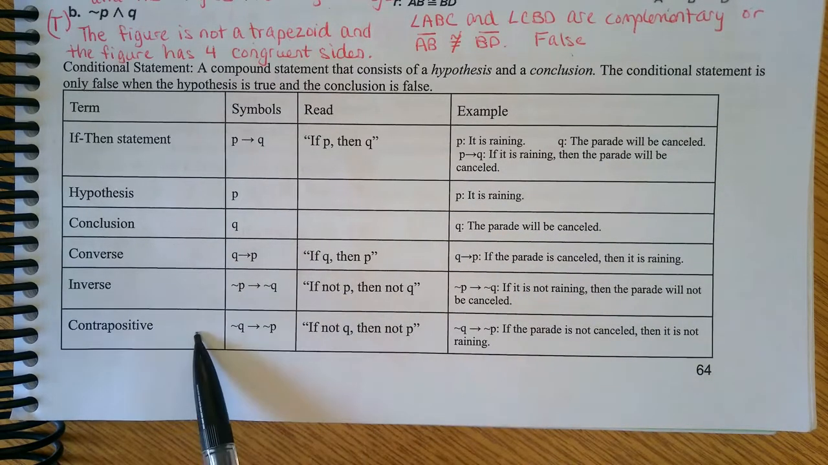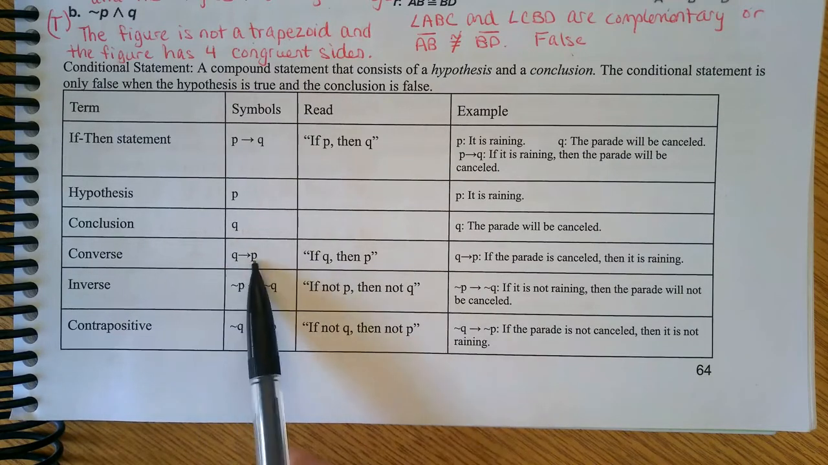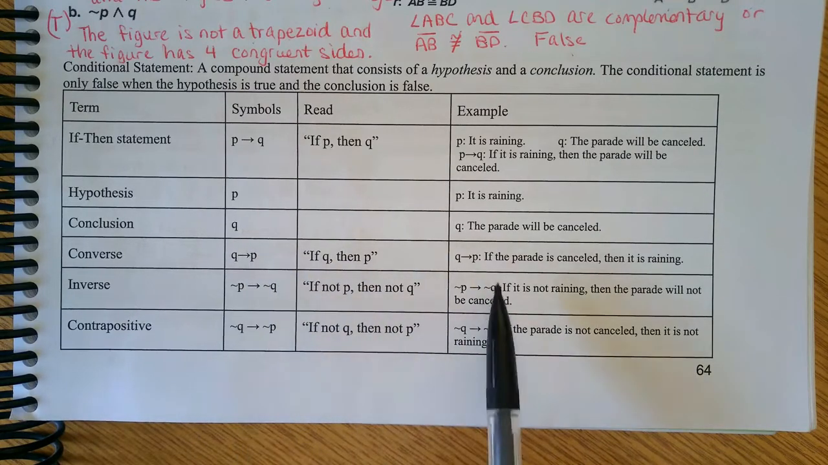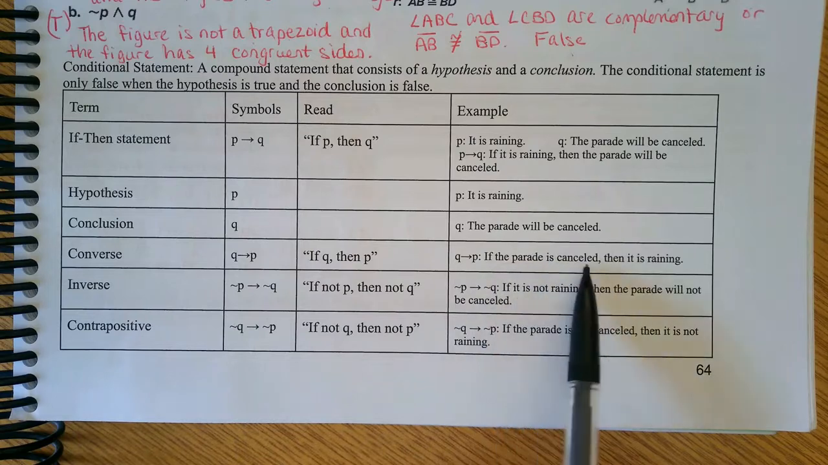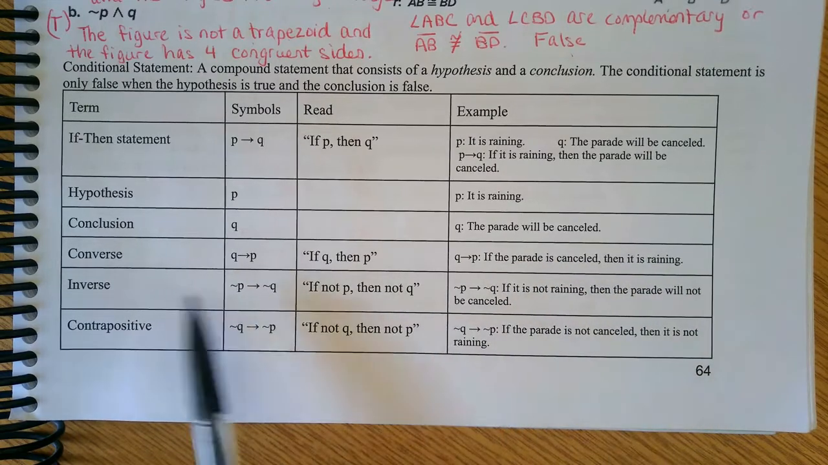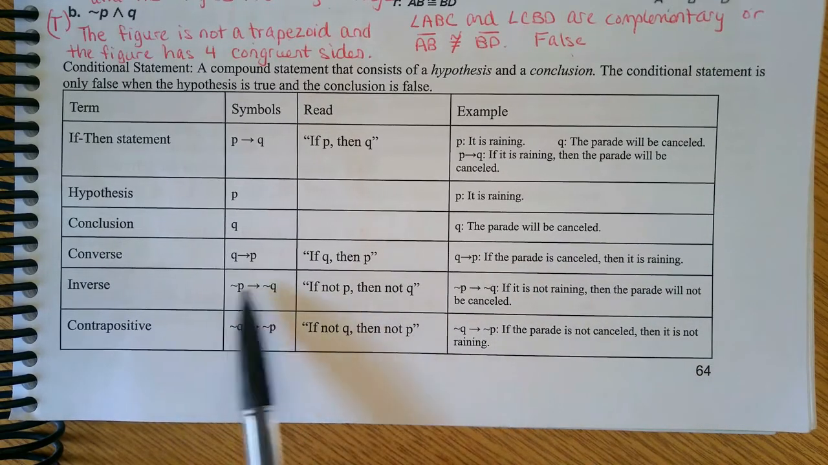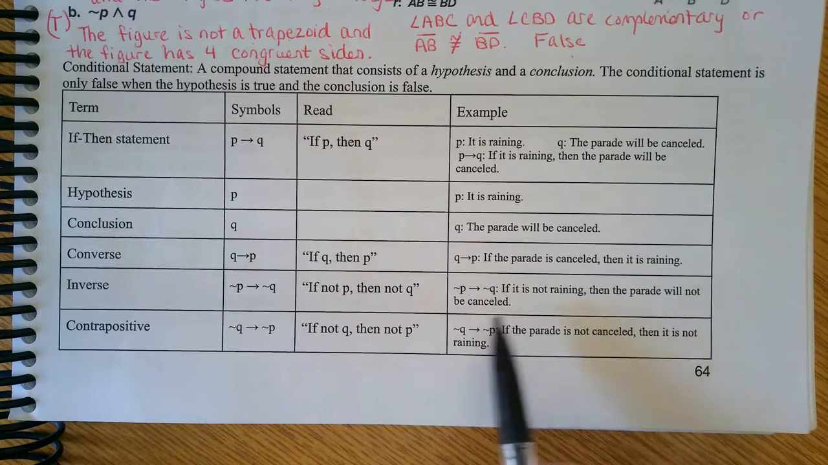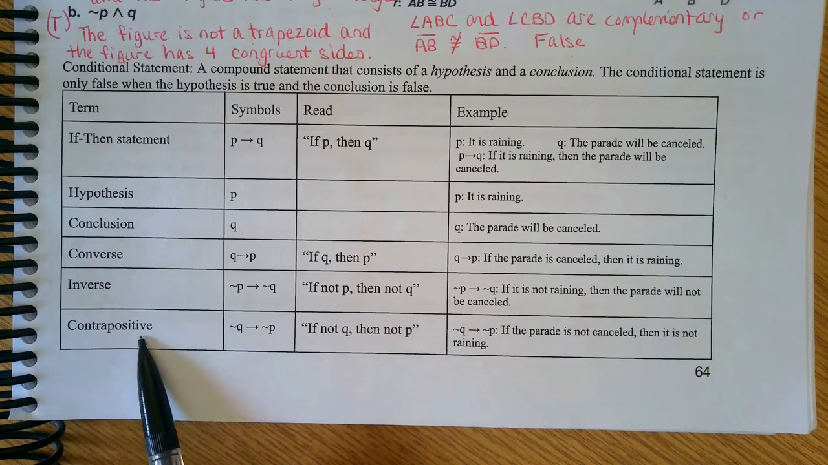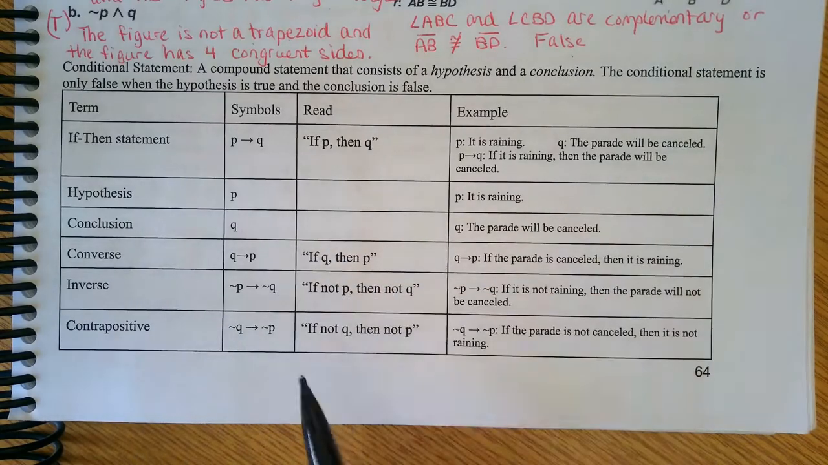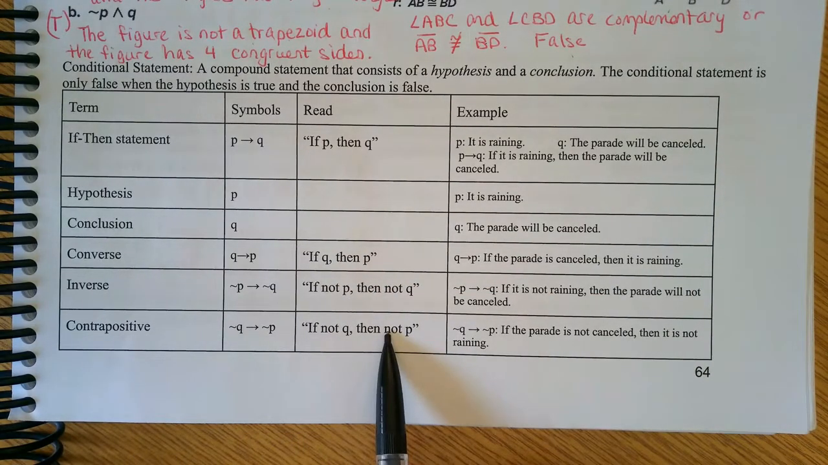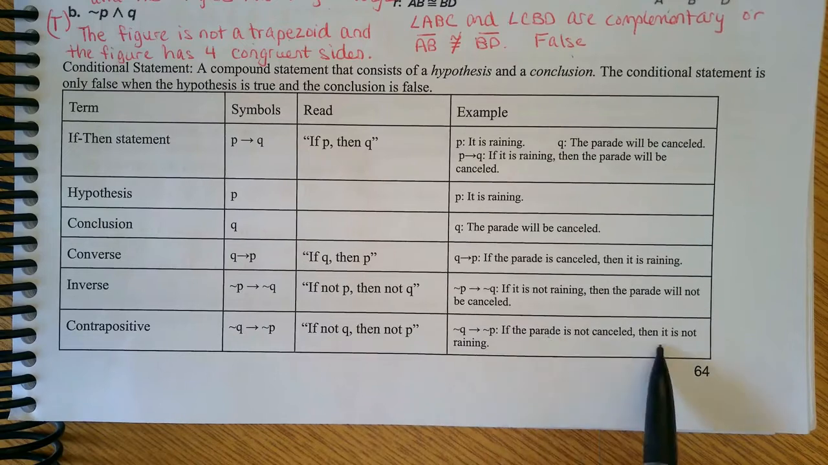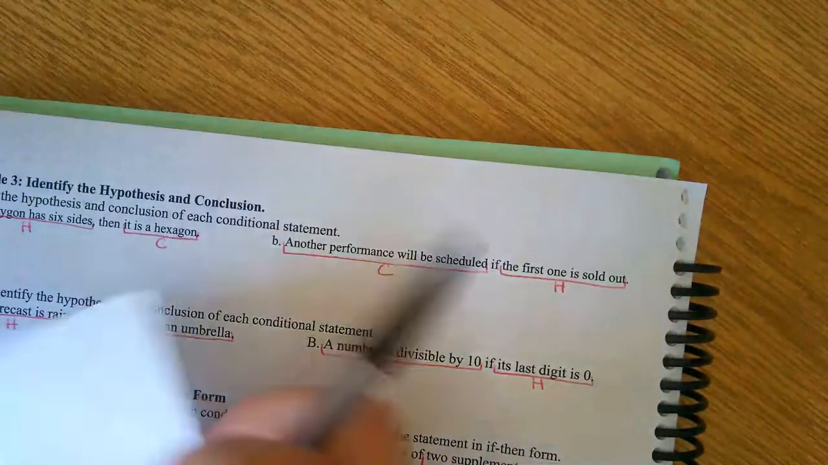Then you have three other related conditional statements. So a converse is where you switch the order of the hypothesis and the conclusion. So if the parade is canceled, then it's raining. The inverse is where you negate both of them. So keep the same order as the original if-then, just negate it. So if it's not raining, then the parade will not be canceled. The contrapositive is where you get to do both of those things. Switch the order and negate it. So if the parade is not canceled, then it is not raining. Let's practice finding that vocabulary.